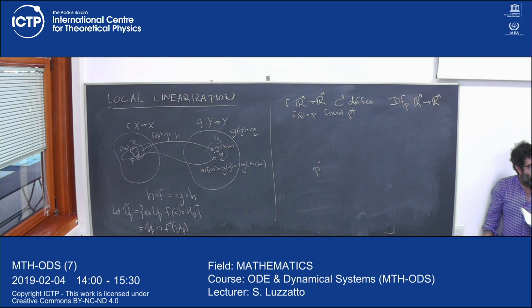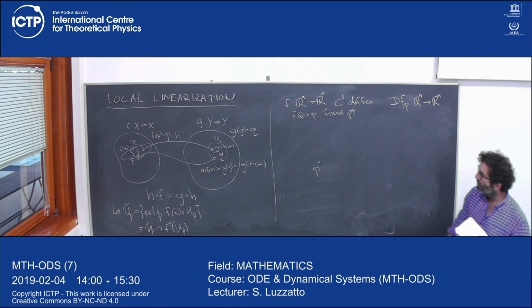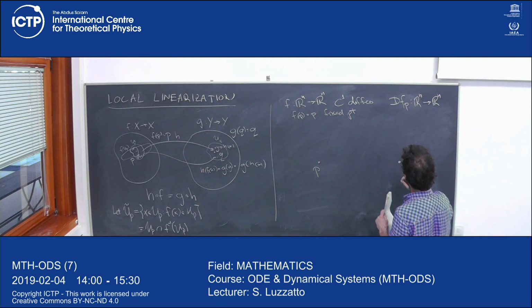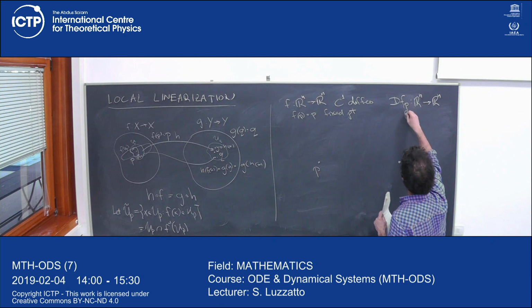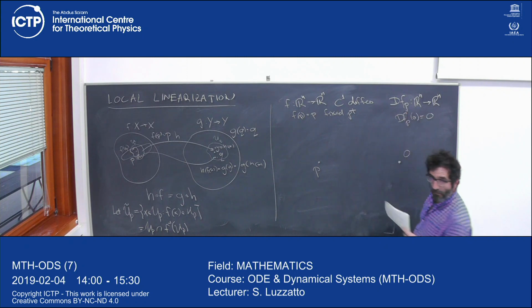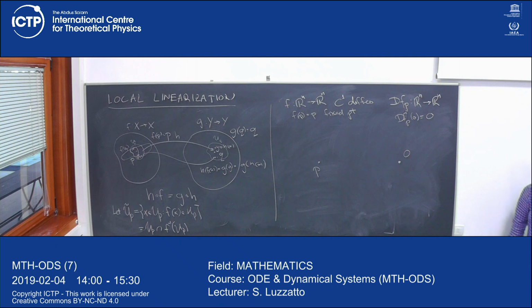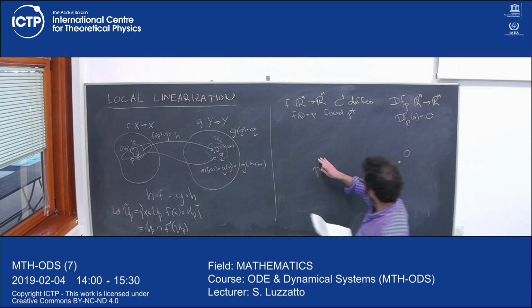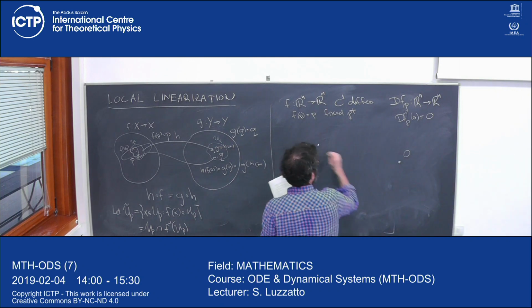Yes? Now this map has a fixed point. What is the fixed point of this map? 0. Okay, so here we have 0 is the fixed point. So df P, this map, of 0 equals 0. Definition. Let me write here.